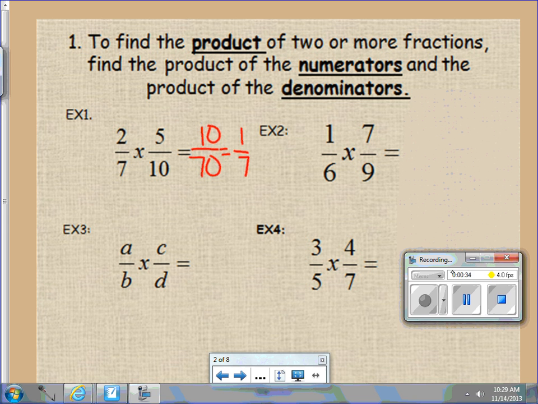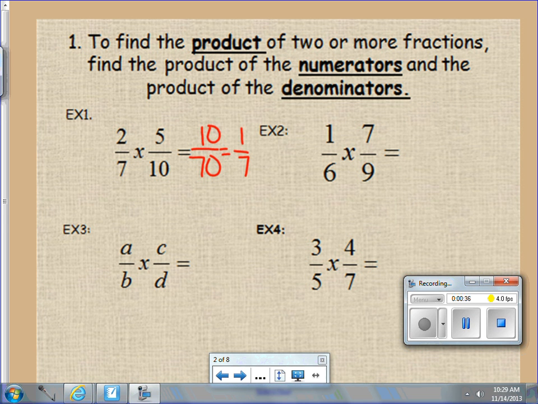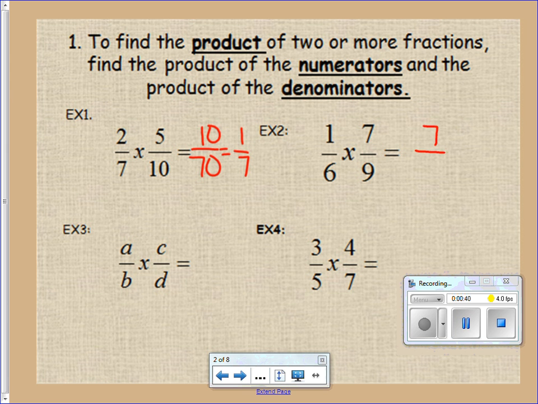In example 2, we're multiplying. So we'll multiply the numerators. 1 times 7 is 7. 6 times 9 is 54. We're going to make sure that is in simplest terms before we move on.